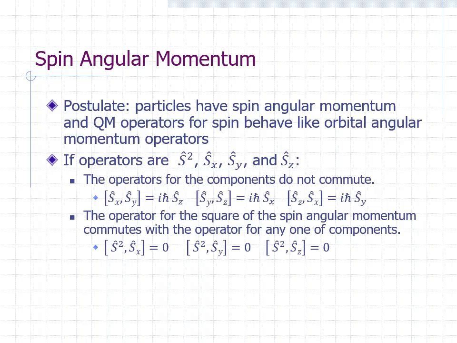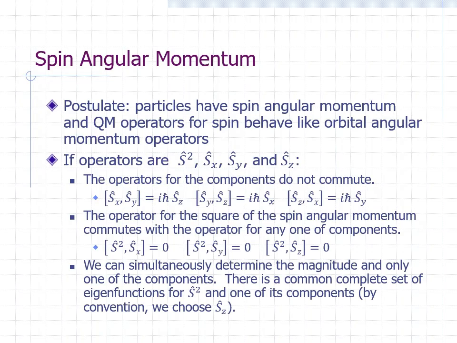These assumed commutation rules mean that, just like for the orbital angular momentum, we cannot simultaneously know all three components of spin with arbitrary precision. Instead, we are limited to simultaneously knowing the square of the magnitude and one of the components, for which we choose S sub z.